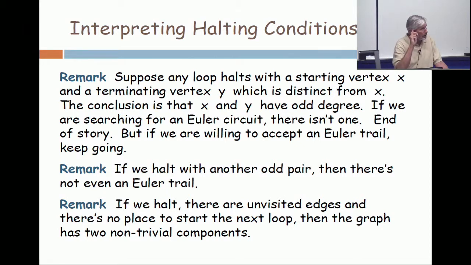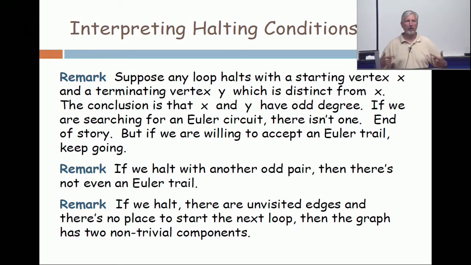could we have three, by the way? Can you have three vertices of odd degree? Not if you were awake during our last lecture, because the sum of the degrees is twice the number of edges. So you can't have three vertices of odd degree. You can't have two. Okay. So you carry on the algorithm, and if you ever halt in the same way with two distinct endpoints, then you can't even find an Euler trail.